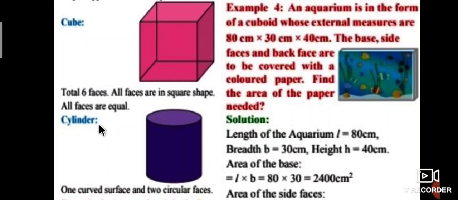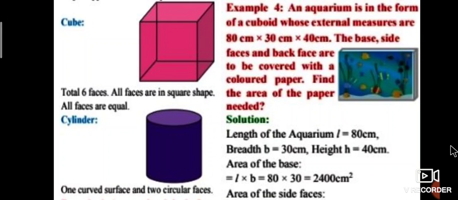Next, the cylinder. Okay, this is the structure of a cylinder. What is the cylinder? One curved surface and two circular faces.